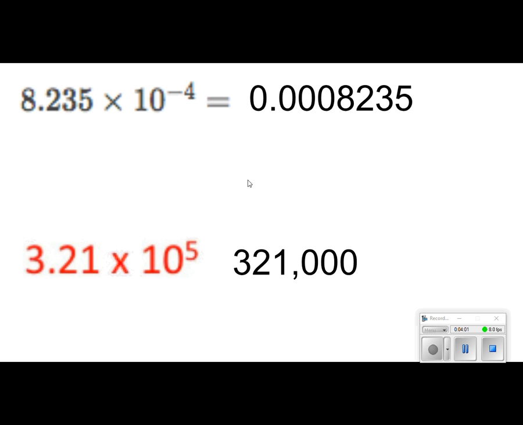All right. Your next task is to use your notes and to fill in the chart using your calculator by yourself.